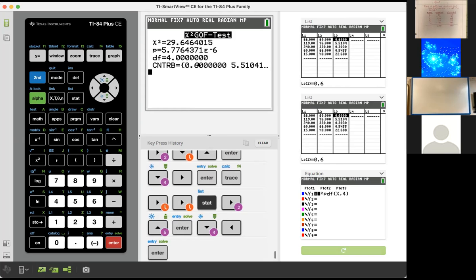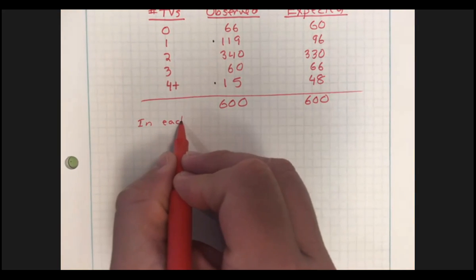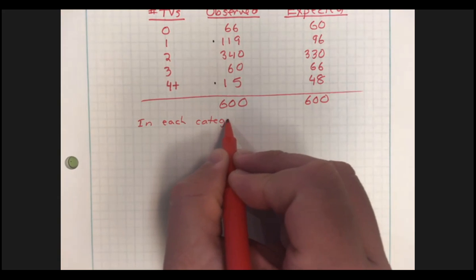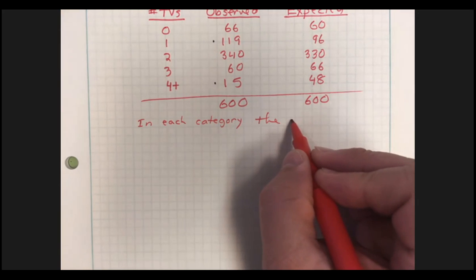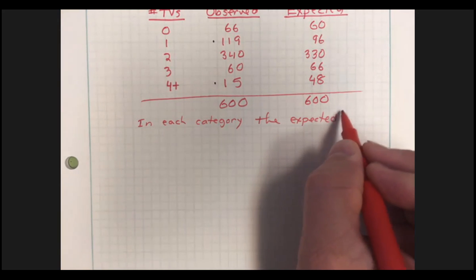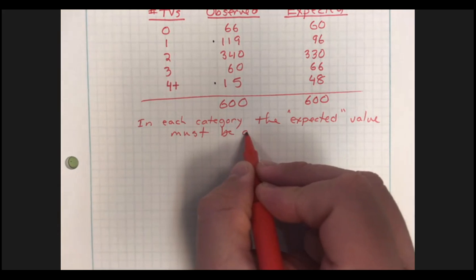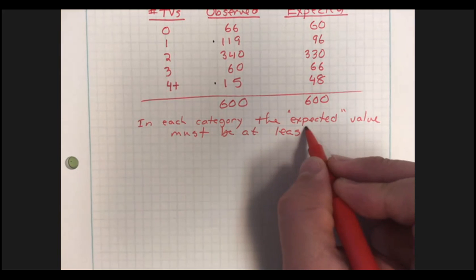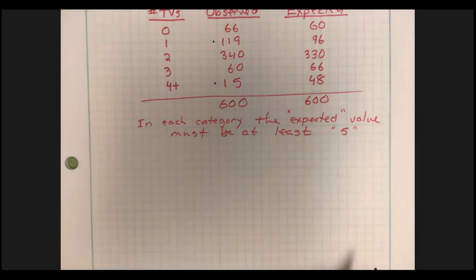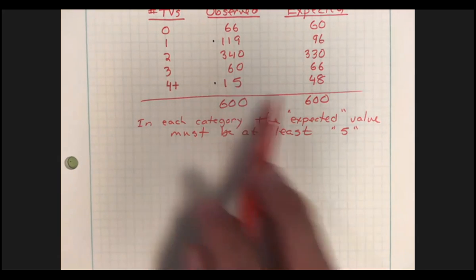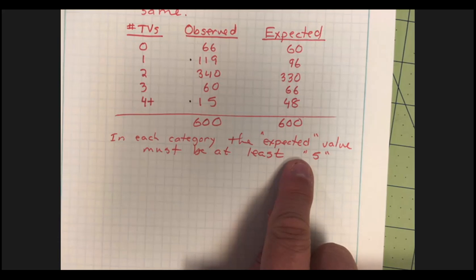Now, you can use the goodness of fit test to compare anything you observe to anything you expect, but there is one rule you have to follow. Let me go back to my paper so I can write this down. In each category, the expected value must be at least 5. I could observe anything unusual, but the expected value has to be at least 5.